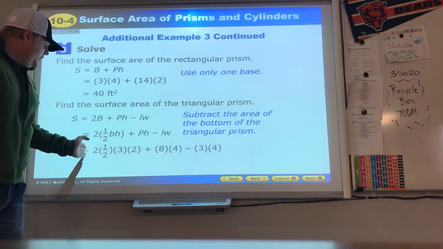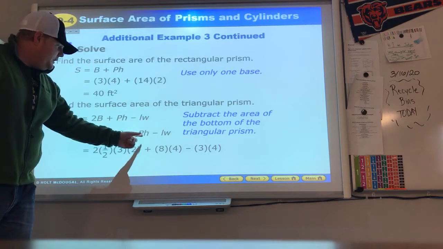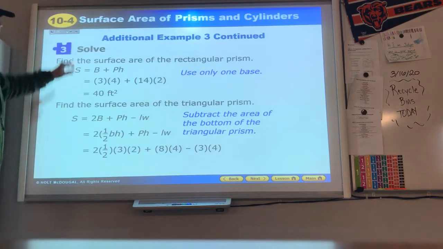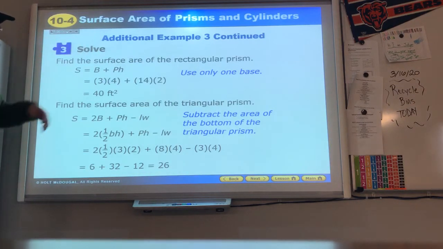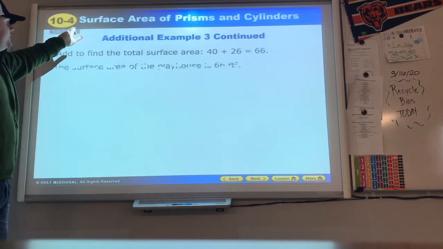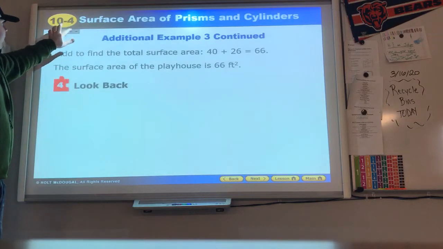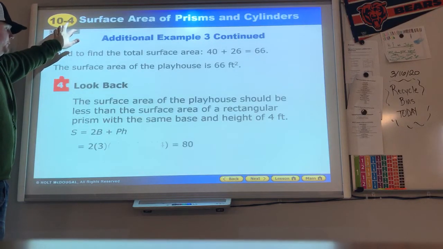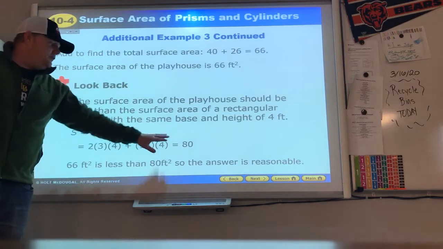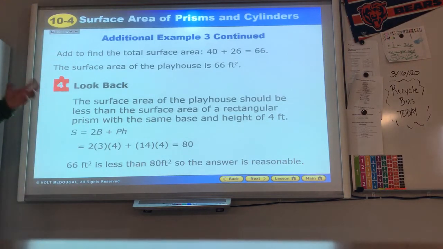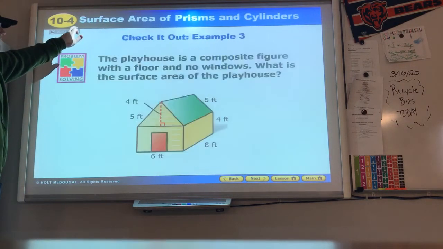So, we've got the area for the base times the height. Then we've got the perimeter times length times width. All right, we do their formula, and they get 26. Okay? When we add the 26 and the 40, we're going to get our answer. 66 feet is less than 80, so the answer is reasonable. And that would be if we did the answer with all surface areas. So, since the 2 were covered up, we didn't have to consider them.